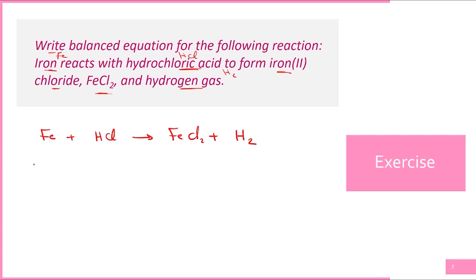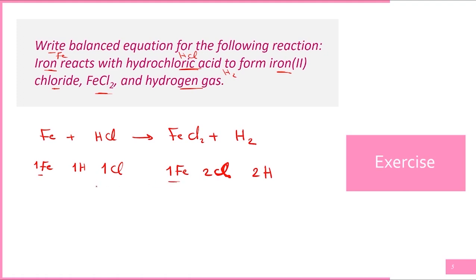Second, we count the atoms on both sides. At the reactant side, there are 1 iron, 1 hydrogen, and 1 chloride ion. At the product side, 1 iron, 2 chlorides, and 2 hydrogens. Third, we balance the iron. We have 1 on the reactant side and 1 on the product side.